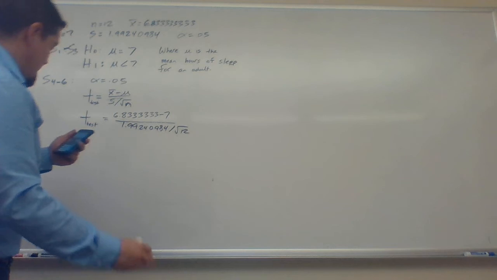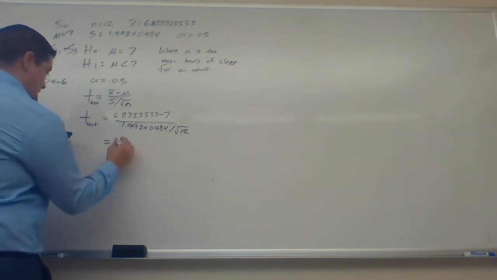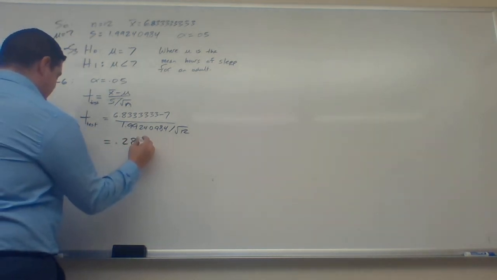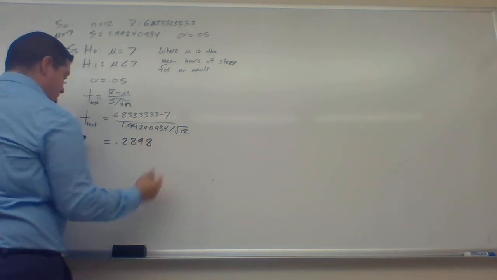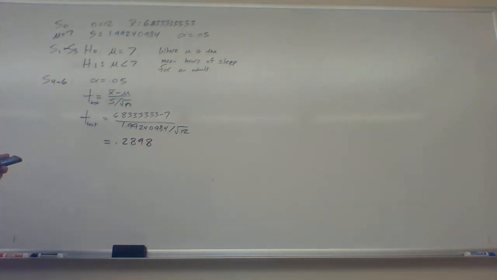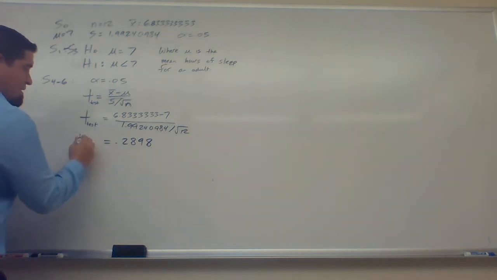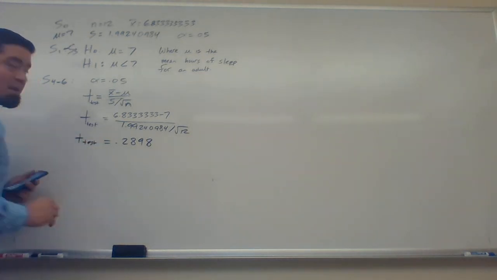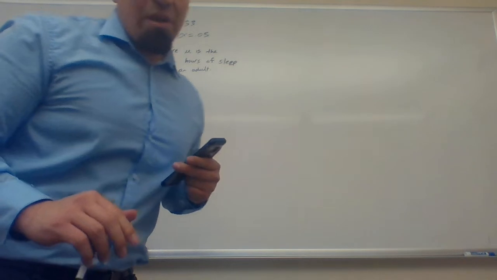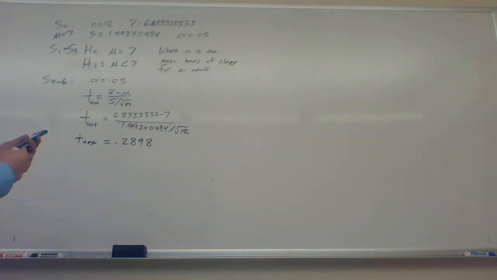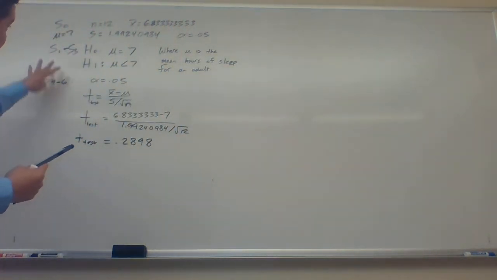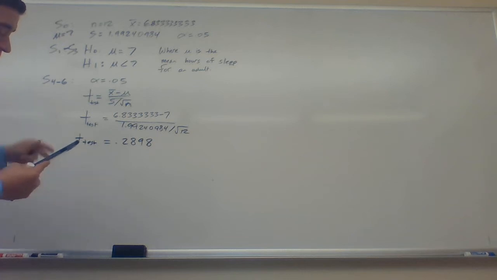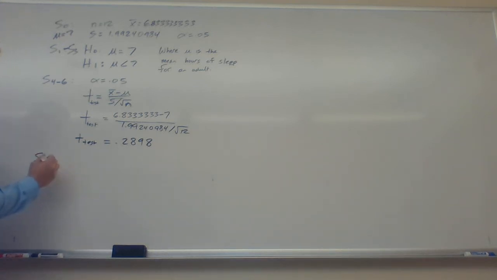Okay, so for this I get negative 0.28978, or 0.2898 if I round up, as my t-test. The first question says to do it by the p-value method. Again, the method doesn't matter for steps 1 through 6, but if we're going to do the p-value method, step 7 would be to actually find and calculate the p-value.